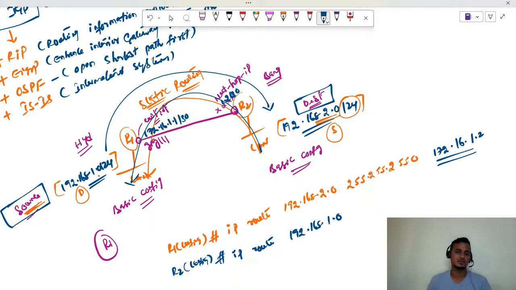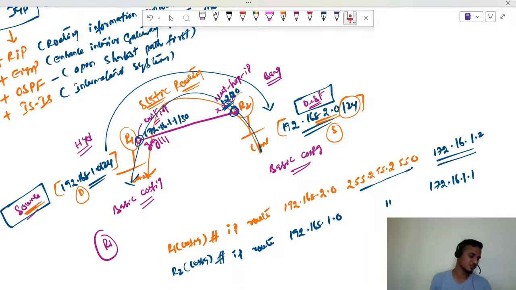192.168.1.0, and the slash 24 subnet mask, you know that, 255.255.255.0, you can mention that here. And either you can call the exit interface, or else you can take the next hop IP address. So here on this side we have 1.2, so definitely the other side you will have 172.16.1.1.